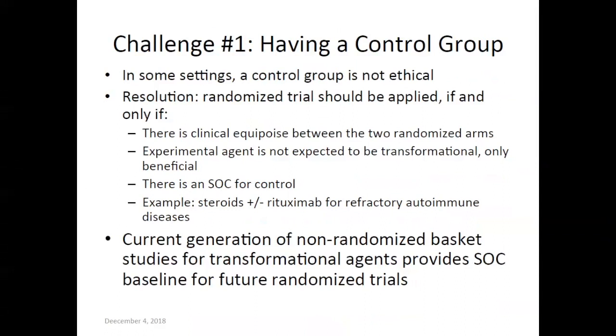In the current generation of non-randomized basket studies in areas of oncology where there's no standard of care, these transformational agents are going to become the standard of care for those indications. And then other people are going to have to go against them doing an add-on design where there now is a credible standard of care. And then they're going to be able to use a control group and be able to use a design like this.